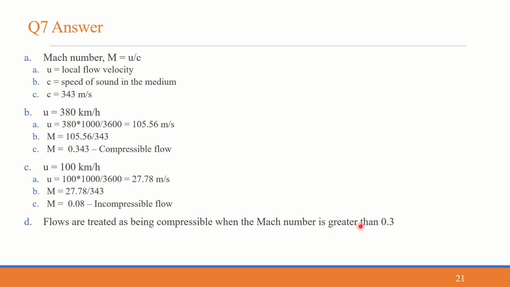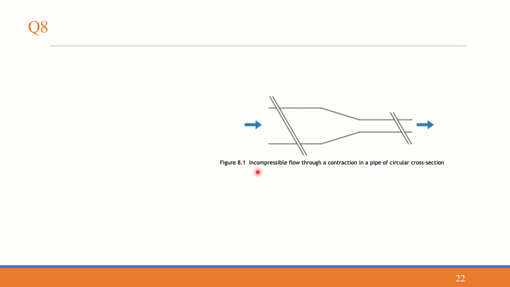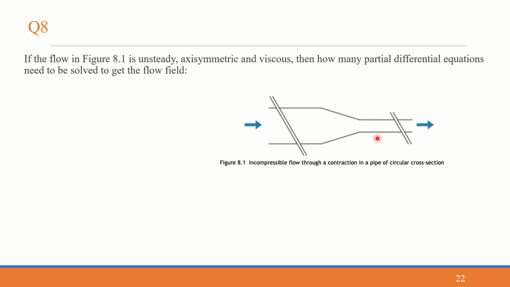Now we will go to question 8. We are dealing with this particular figure wherein we are seeing incompressible flow through a contraction in a pipe of circular cross section. If the flow in figure 8.1 is unsteady, axisymmetric and viscous, then how many partial differential equations need to be solved to get the flow field? Options are A 5, B 4, C 3, D 2.